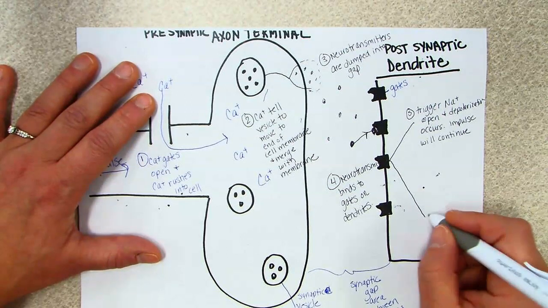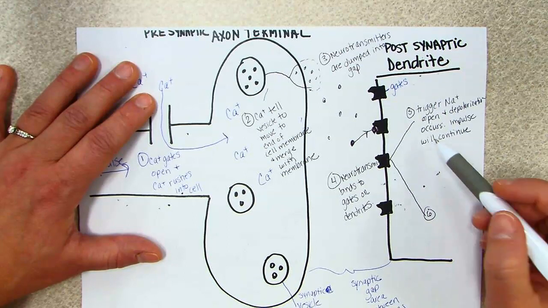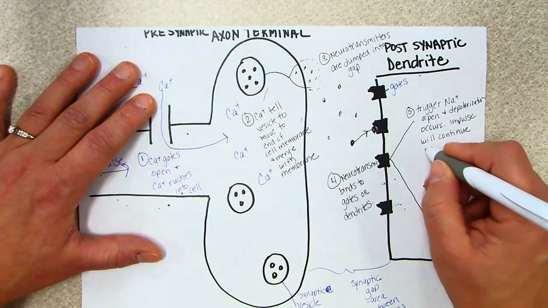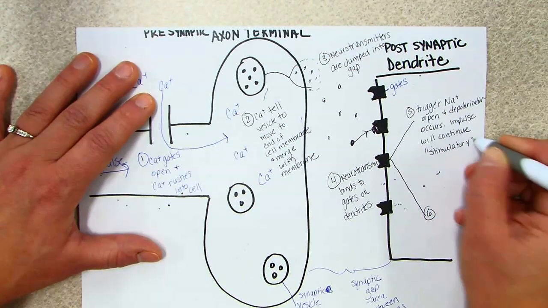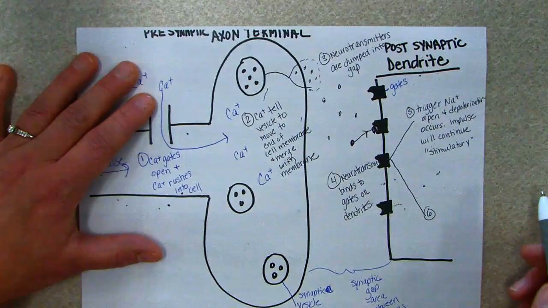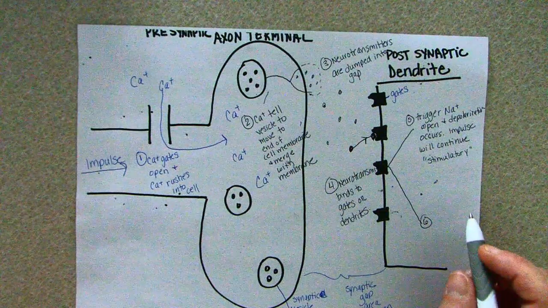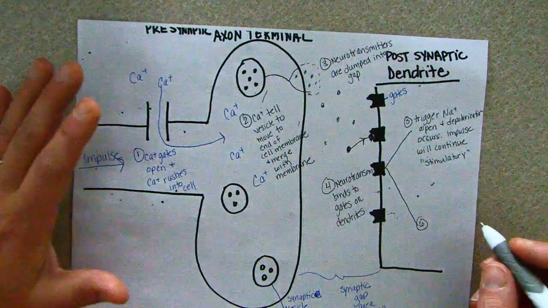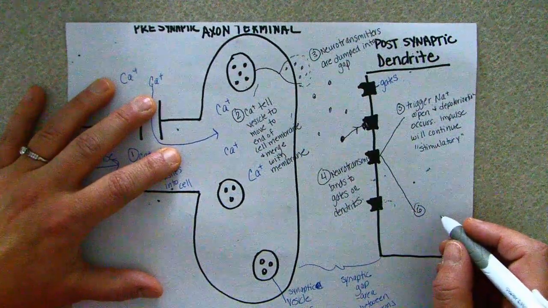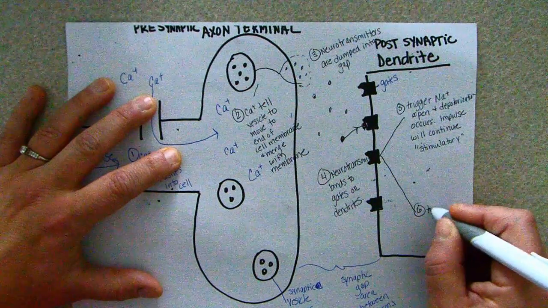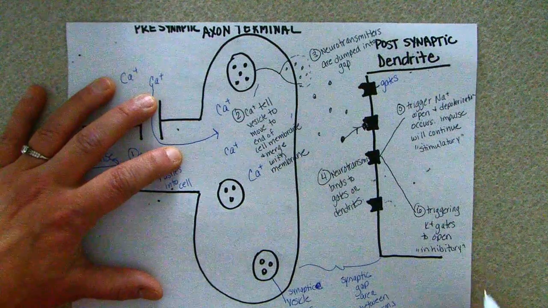The other thing that could happen, and this is going to depend on what kind of neurotransmitters there are. Some neurotransmitters are stimulatory. So this is what's going to happen here. So we'll just put stimulatory on here. Some neurotransmitters are inhibitory, meaning that they're going to stop the flow of the impulse. So what happens with these is that you're going to end up triggering potassium gates to open. These are called inhibitory neurotransmitters, and I'll tell you why here.